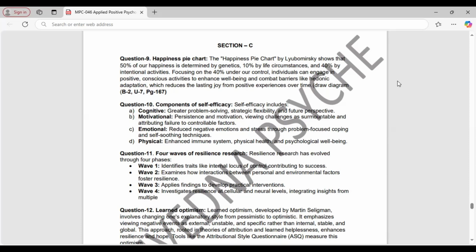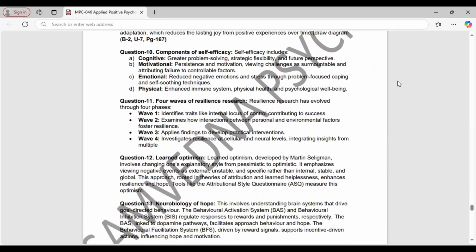Question 11, four waves of resilience research. Resilience research has developed through four phases. First wave identifies traits like internal locus of control. Wave 2 explores interactions between personal and environmental factors. Wave 3 applies findings to create interventions. And Wave 4 investigates resilience at cellular and neural levels.